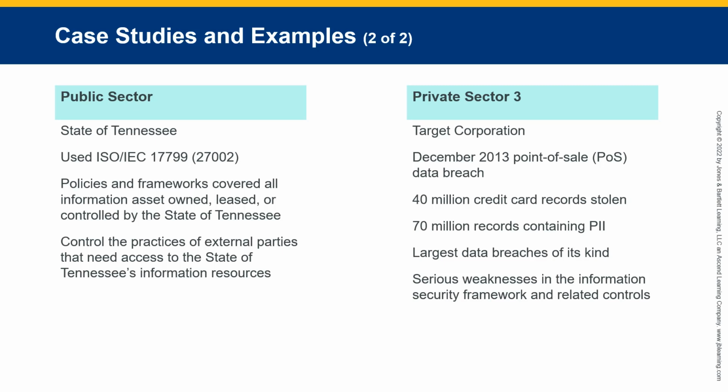Private Sector 3, Target Corporation, December 2013 point of sale data breach. 40 million credit card records were stolen. 70 million records containing PII. One of the largest data breaches of its kind. Serious weaknesses in the information security framework and related controls.